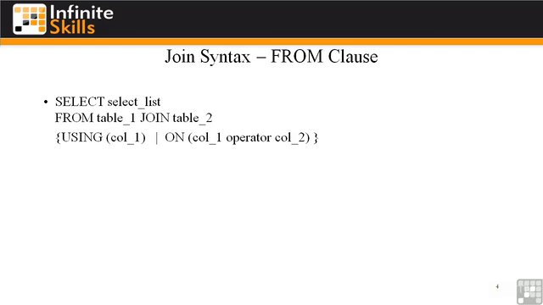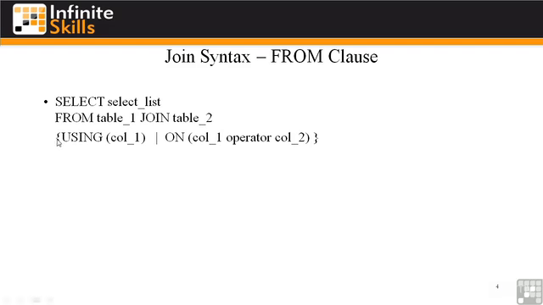This is the very basic join syntax in the from clause. We have our standard thing. We have the select and the select list, the columns we want to see, from, and now we're starting to use more than one table. We have table 1, the keyword join, and then the second table. This is a simple case where we're just joining 2 tables together.